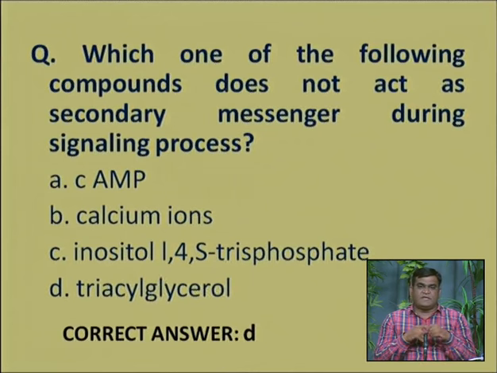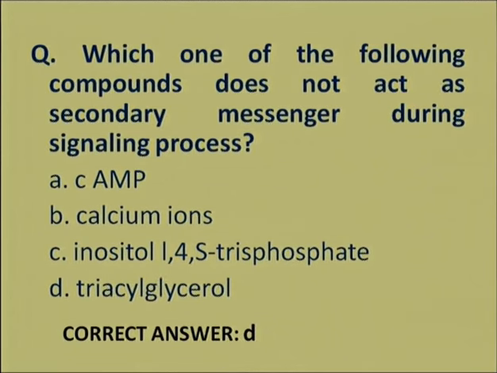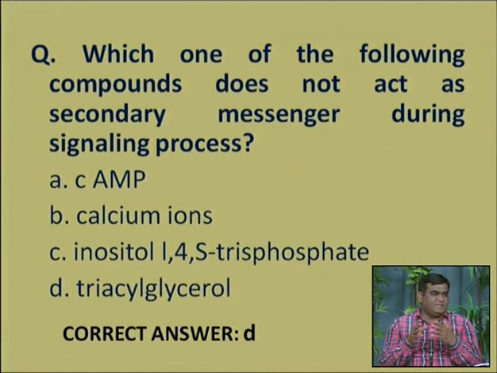It is the same question with the correct option, that is D. Which of the following compounds does not act as a secondary messenger during signaling processes? So here among cyclic AMP, calcium ions, inositol 1,4,5 triphosphate, it is triacyl glycerol which is not the secondary messenger. So option D is the correct answer. Besides that, cyclic AMP, calcium ions and IP3, whose full form is inositol 1,4,5 triphosphate, all these three are secondary messengers, but triacyl glycerol is not a secondary messenger.